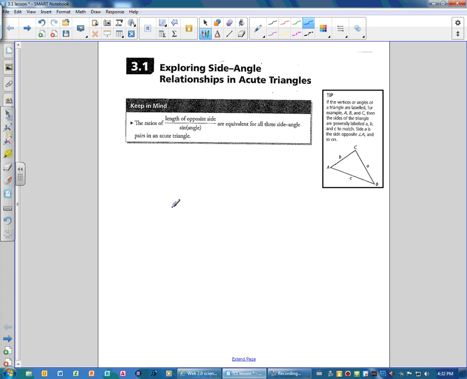Okay? Now that's important because now we're going to talk about the sine ratio. This is also called the sine law, and I'll probably say the sine law so that you know what I'm talking about. Here it says keep in mind that the ratios of the length of the opposite side divided by the sine of an angle are equivalent for all three side angle pairs in an acute triangle. Let me just show you what that means.